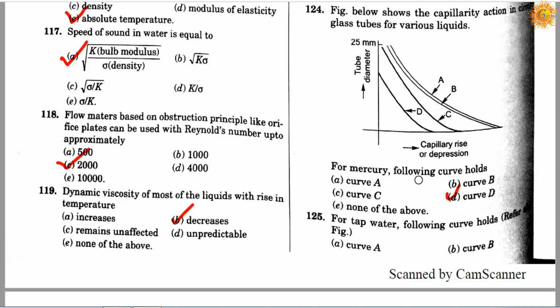For mercury, the following curve will hold. It will be the D curve, and this is the D curve.